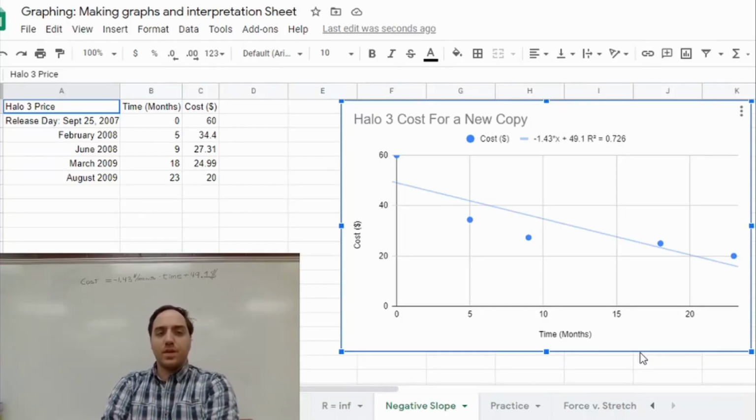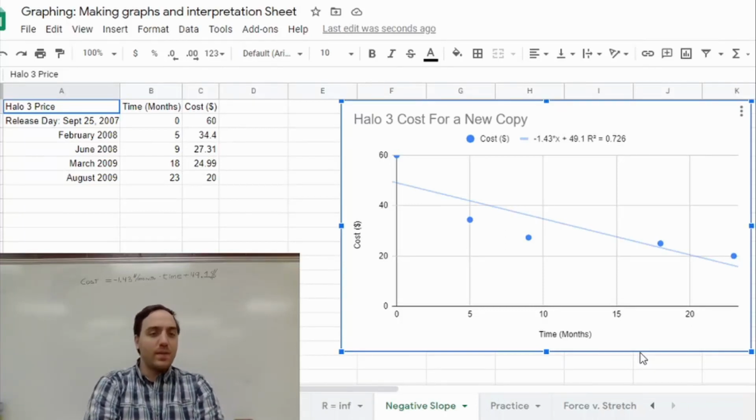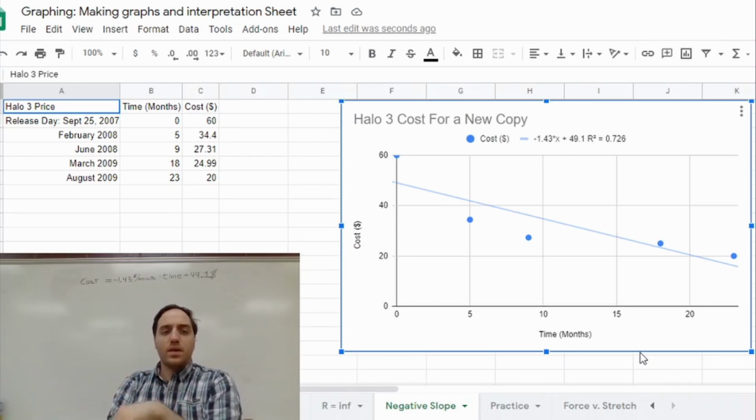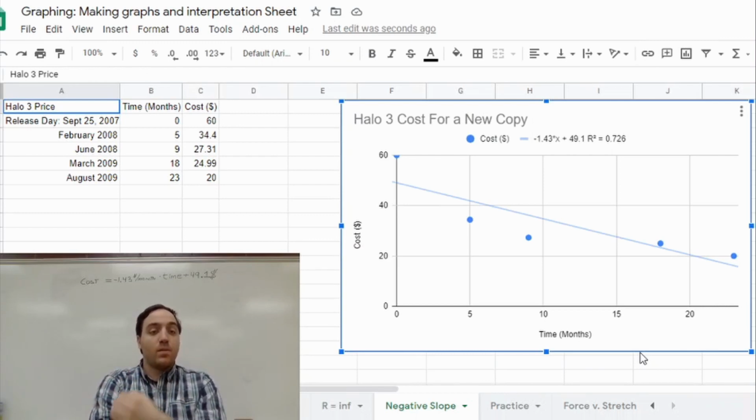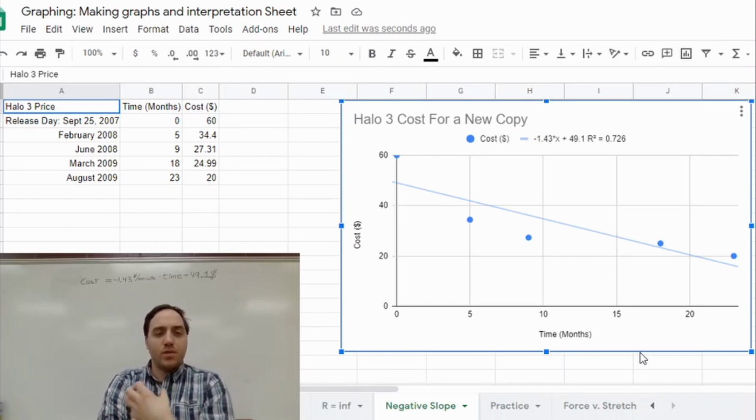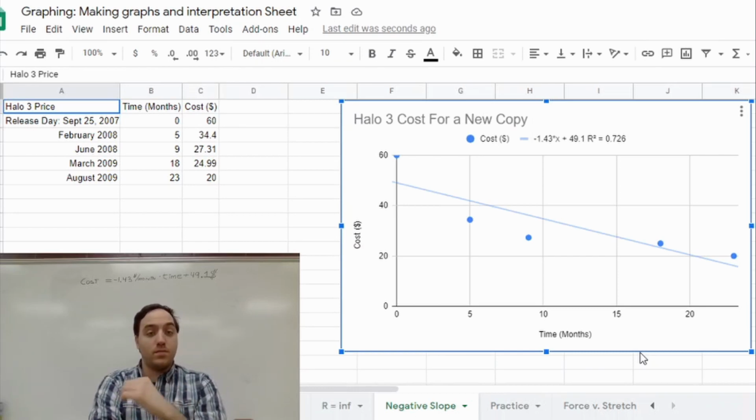Hi, and welcome to another video on interpreting graphs and making sense of them. We've looked at this graph a few times before. It's the Halo cost based on time graph. But today we're going to take another look at it in a slightly different way. We're going to push what we've been doing with the generalization to a new bound. So let's start from the top.